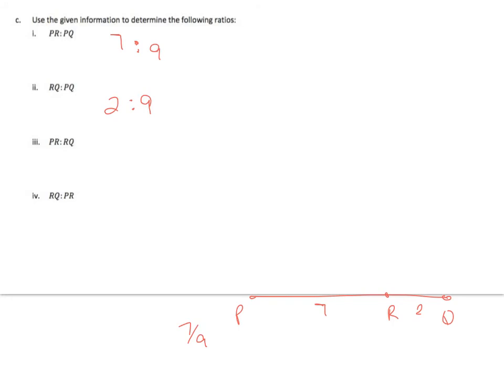So part I is PR to PQ. So PR is 7 to PQ is add them together. RQ to PQ. RQ is 2. PQ is 9. Now PR to RQ. PR to RQ is 7 to 2. And then RQ to PR. RQ to PR is 2 to 7.